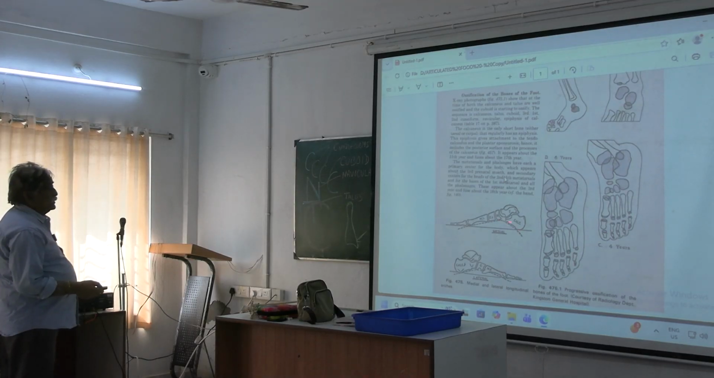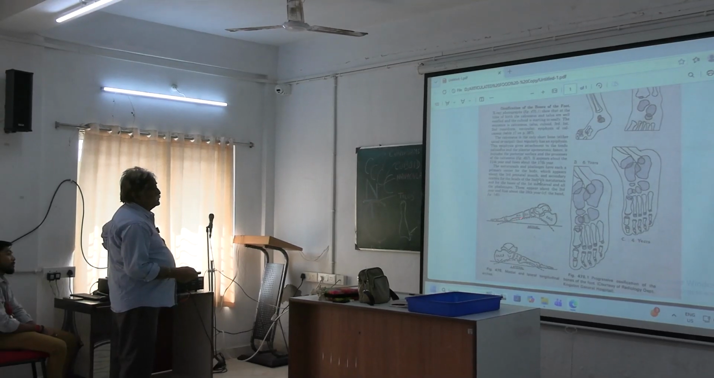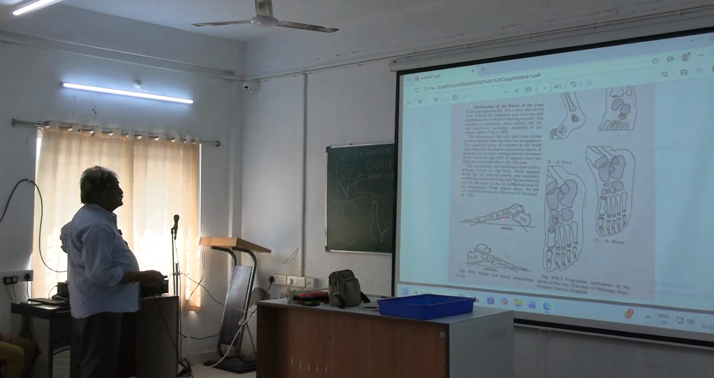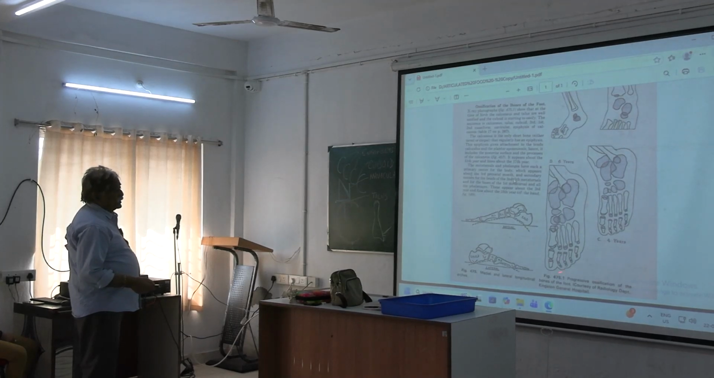See, the medial axis, calcaneum, this is the lateral aspect. This is the ossification centers.